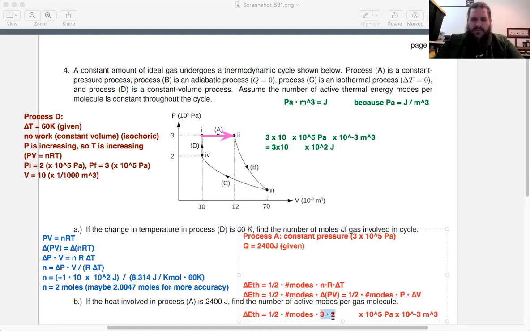So 3 times 2 would be 6. And as we saw earlier, 10 to the 5th pascals times 10 to the negative 3 cubic meters is just 100 joules. In other words, 600 joules. So it looks like that reduces to delta E thermal equals 1/2 times 6, which is 300, times the number of modes. We still don't know the number of modes, but if we can figure out the change in thermal energy, we can solve for the number of modes. Any questions on that so far?